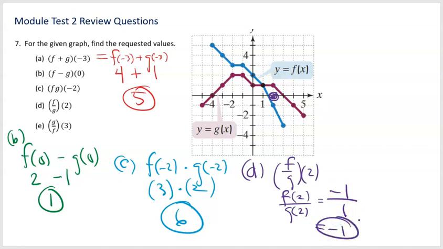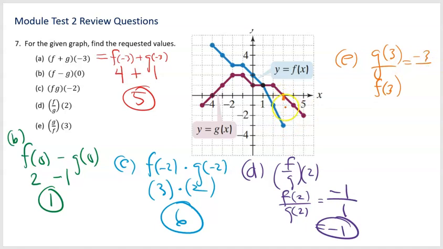And then my last problem, problem E, I ask you to find g divided by f of 3, so that's g of 3 divided by f of 3. So g of 3, first of all I need to find x equals 3, which is right here. The g is the blue graph. G of 3 is negative 3.